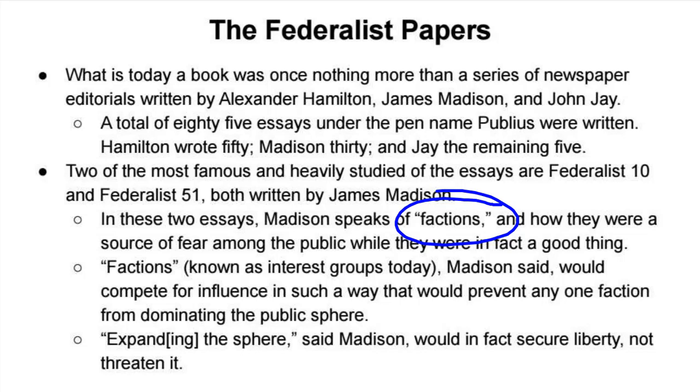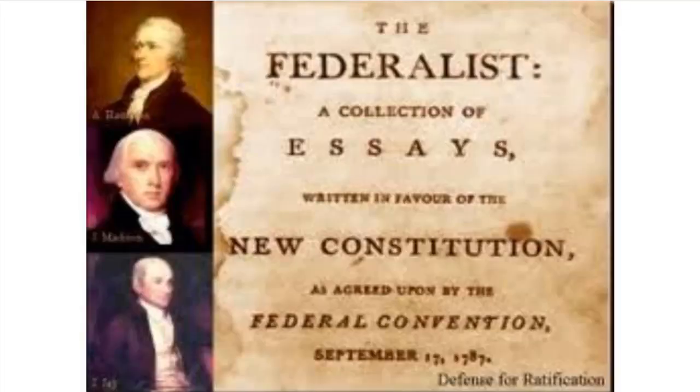Expanding the sphere is what Madison referred to: allowing so many factions would in fact secure liberty and not threaten it. Today we know of the Federalist Papers as some of the most famous political editorials ever written. They are studied on the regular. I studied many of them in college, and they are very, very well known.